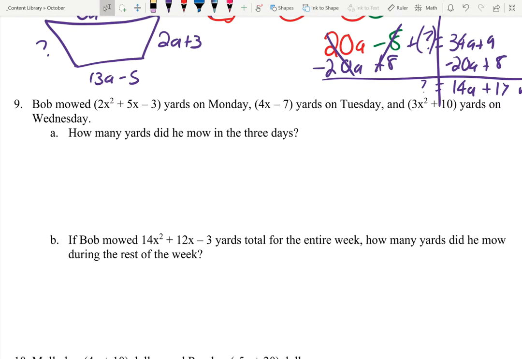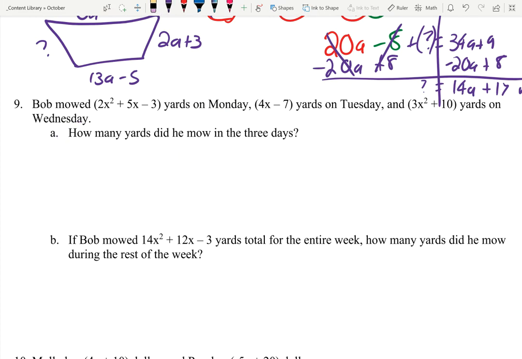So Bob mowed 2x squared plus 5x minus 3 yards. Man, they really want to make things difficult, don't they? On Monday, 4x minus 7 yards on Tuesday, and 3x squared plus 10 yards on Wednesday. How many yards did he mow in the 3 days? So basically, this one's asking the total, right? If you add up all 3 days, how much did he mow?